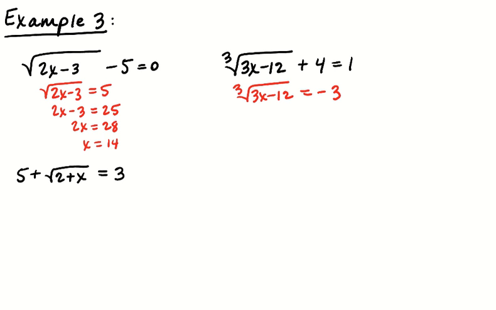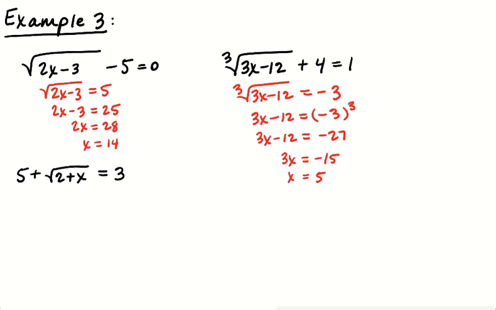Okay, so I'm going to take both sides to the third power. And then I'll have 3x minus 12 is negative 3 all taken to the third, which is going to be negative 27. 3x minus 12 equals negative 27. Okay, you add the 12 back, and I think that's going to be, 3x is negative 15. That happens to be when x is negative 5.